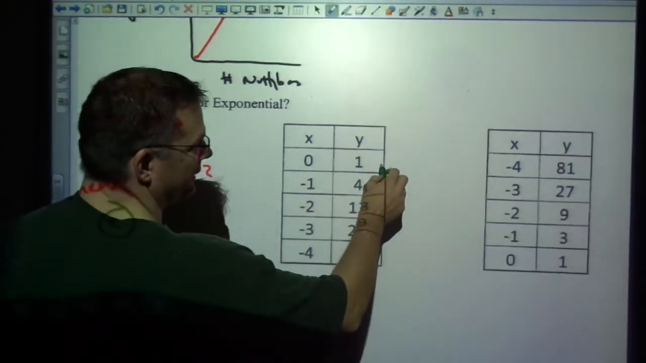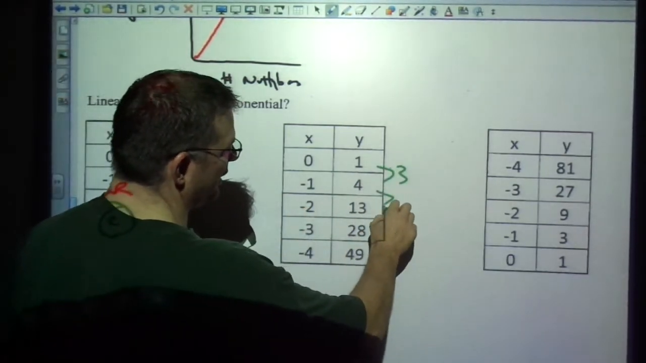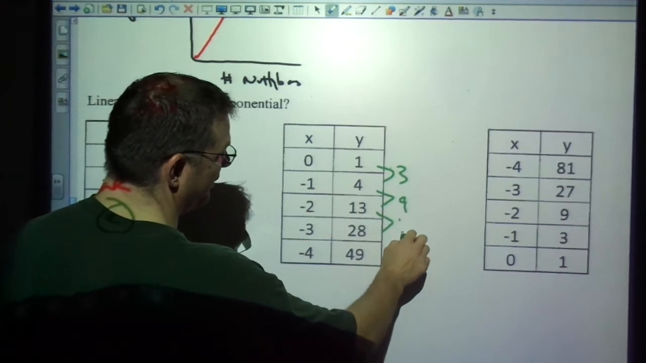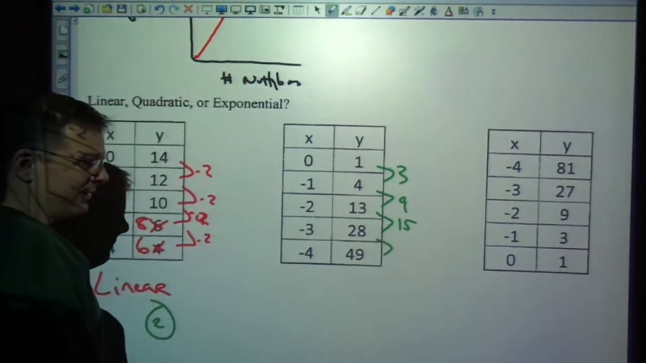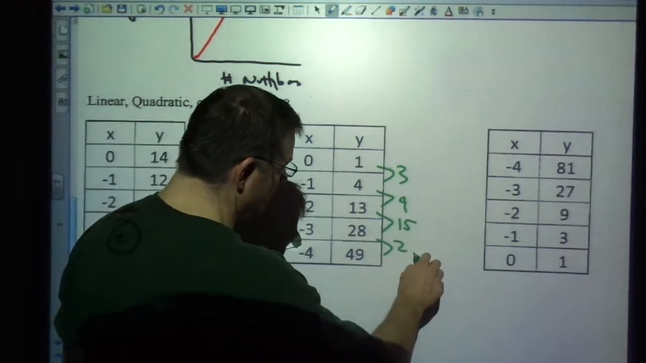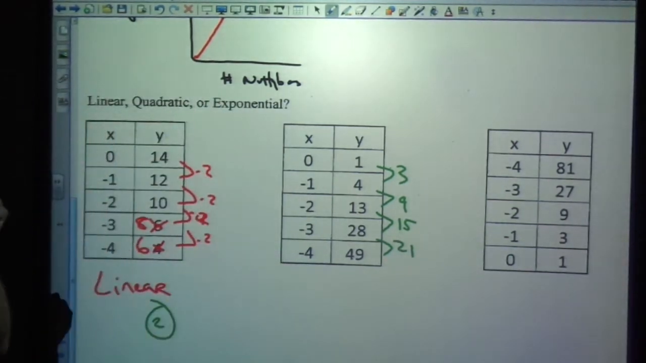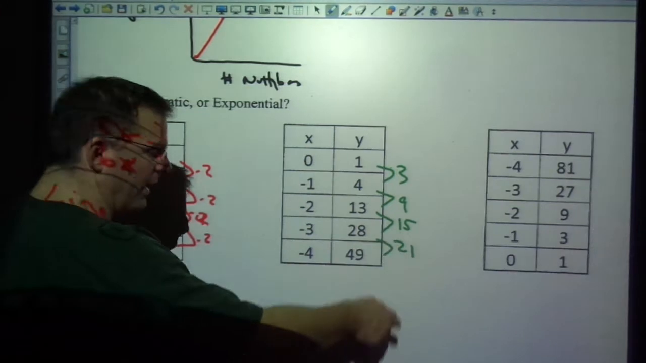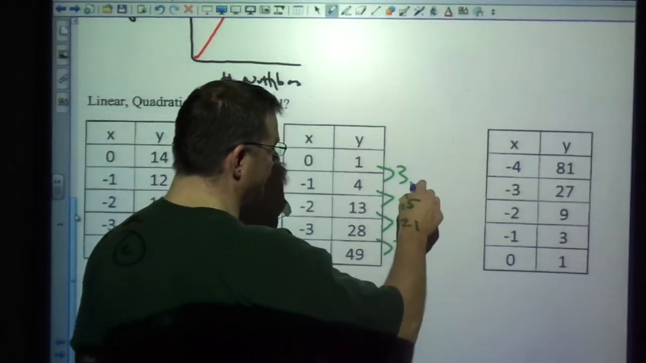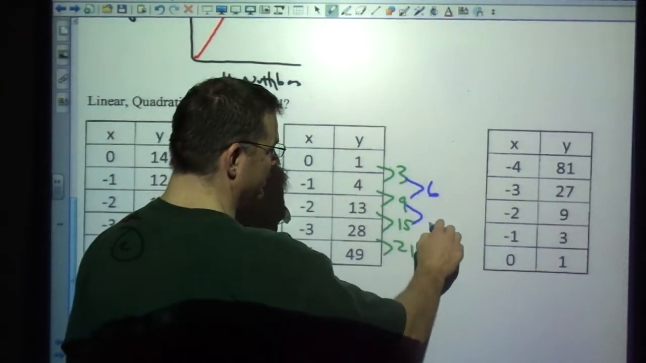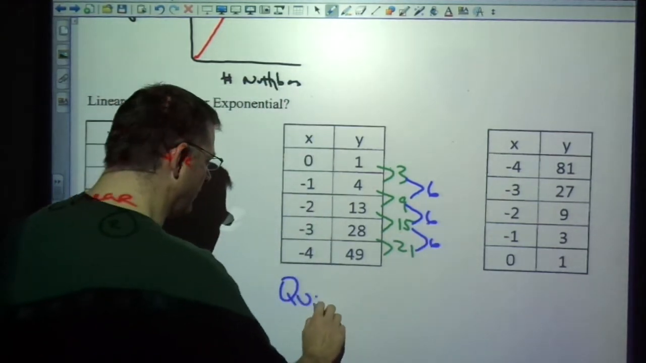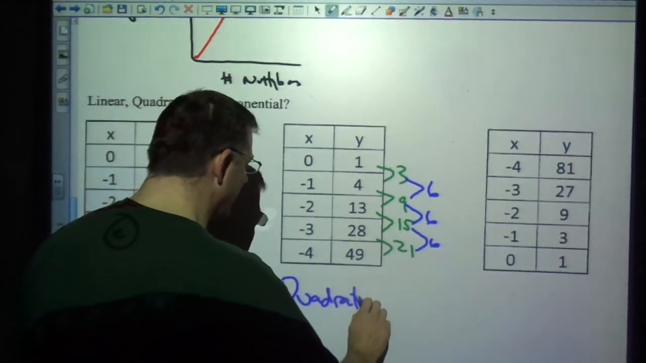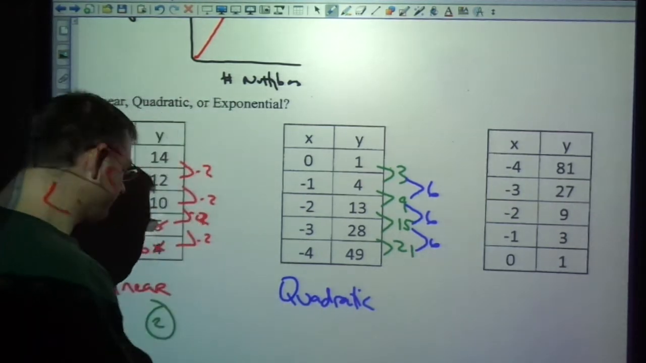This one is going up 3, then going up 9, then going up 15, then going up, looks like 21. So then, it's not linear. I do second differences. 6, 6, 6. These are the same. If the second ones are the same, it is quadratic. There's 2 points there.